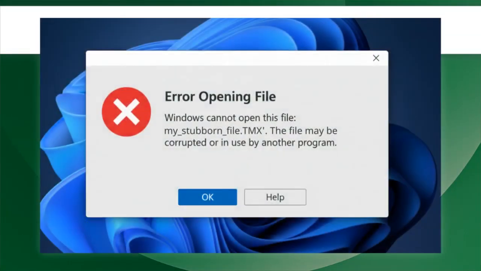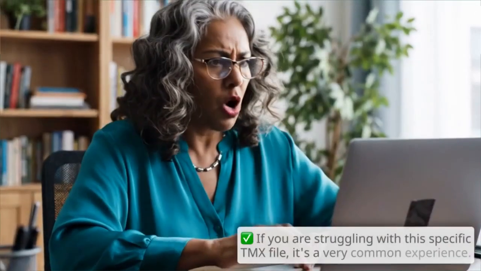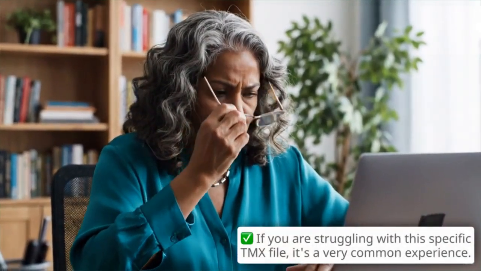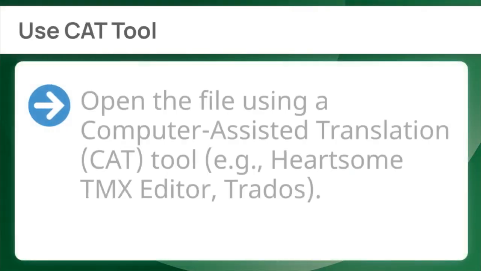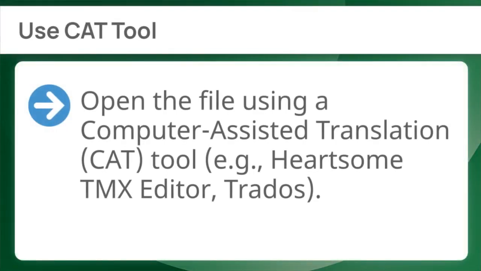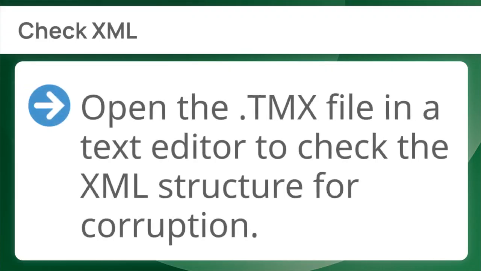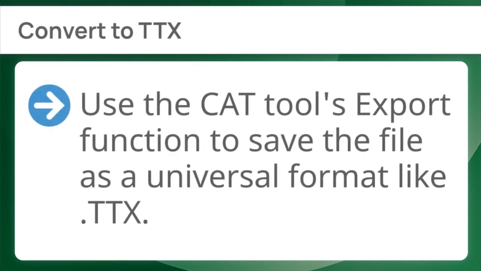The file didn't cooperate. Let's now transition to these 3 highly effective troubleshooting steps to conquer the TMX problem. First, use a CAT tool. Open the file using a computer-assisted translation CAT tool, e.g. Heartsome TMX Editor, Trados. Next, check XML. Open the TMX file in a text editor to check the XML structure for corruption. Finally, convert to TTX. Use the CAT tool's export function to save the file as a universal format like .ttx.